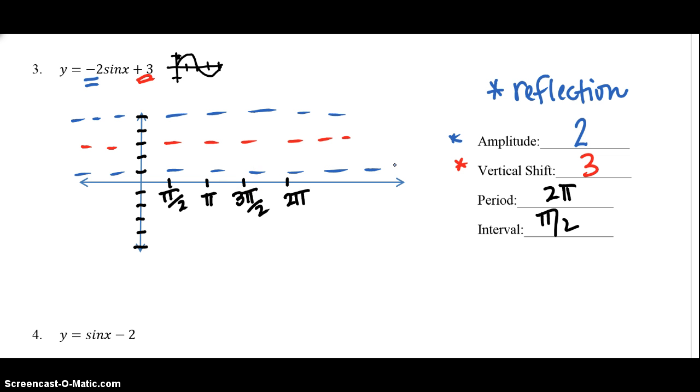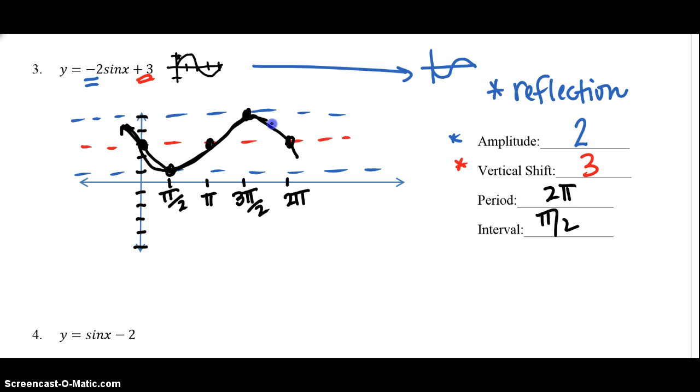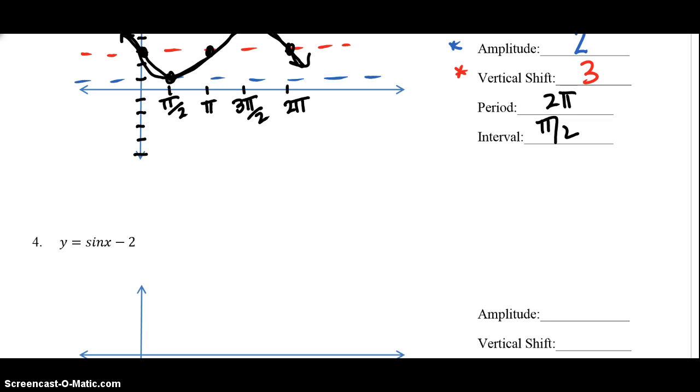Okay, now be careful. We do have a reflection. So if we have a reflection, that means the sine wave is going to look like this. So when I plot this, I have to be careful, and I have to make sure that it's an upside down sine wave, kind of like this. There we go. Okay, so it has shifted up 3, has an amplitude of 2, and it has a reflection. So you kind of graph it upside down. Let's go on to number 4.